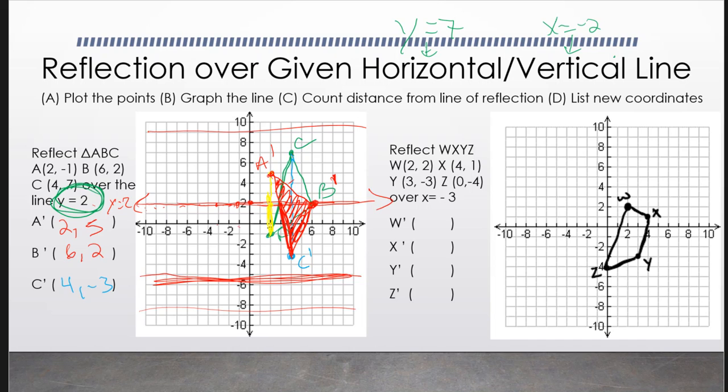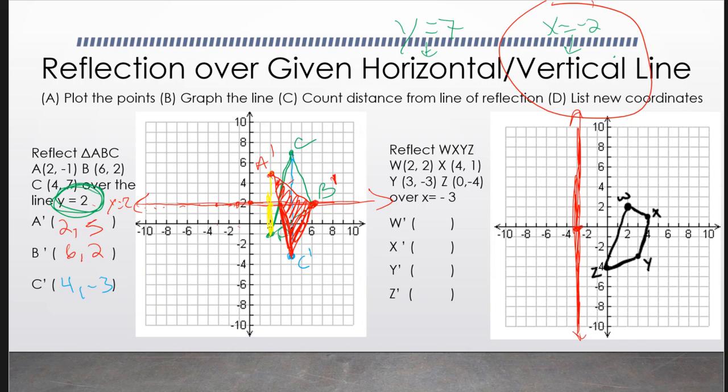Actually, I think I have one more slide. Points already plotted, and let's see what this line looks like. X equals -3. Again, if it's X, it's a vertical line. So we go to the X-axis to -3, and it's going to be a vertical line passing through that point. So this is the line that we're reflecting over. Again, that line of reflection should always be part of the graph. And we're just going to count.